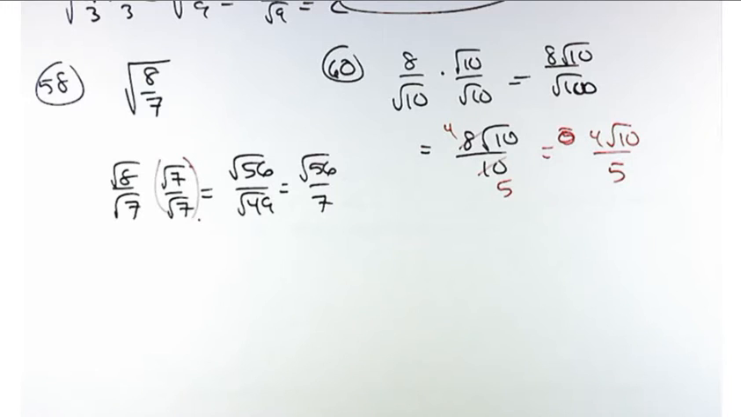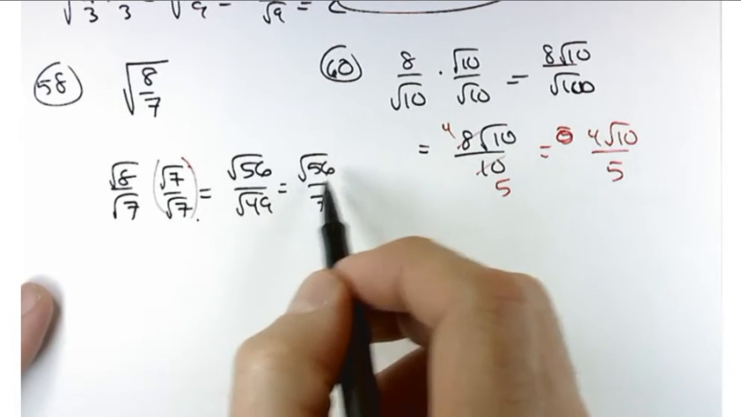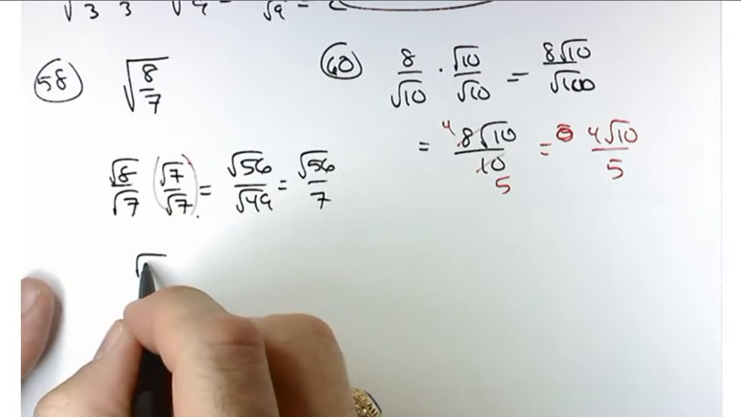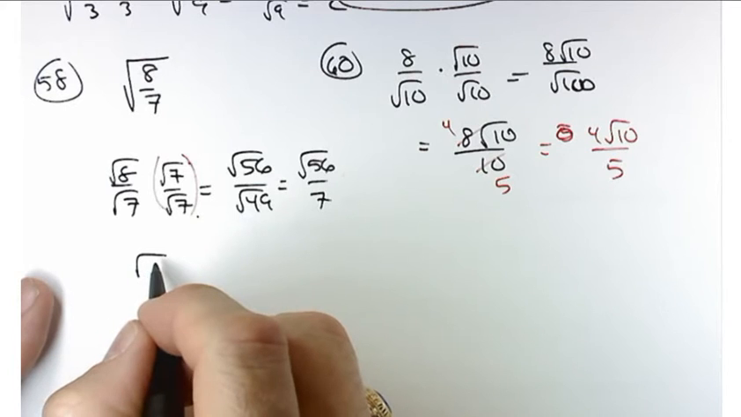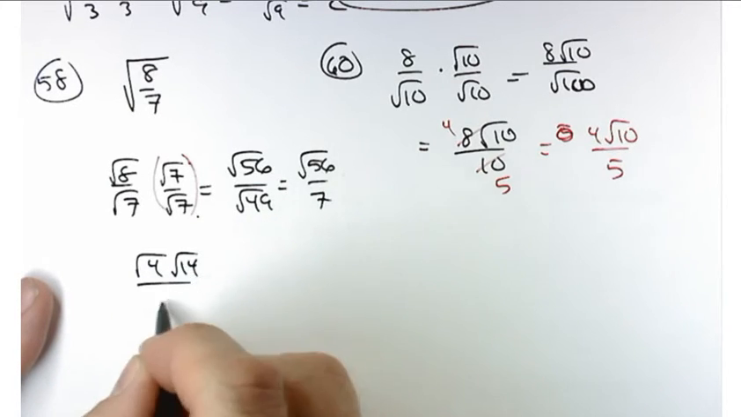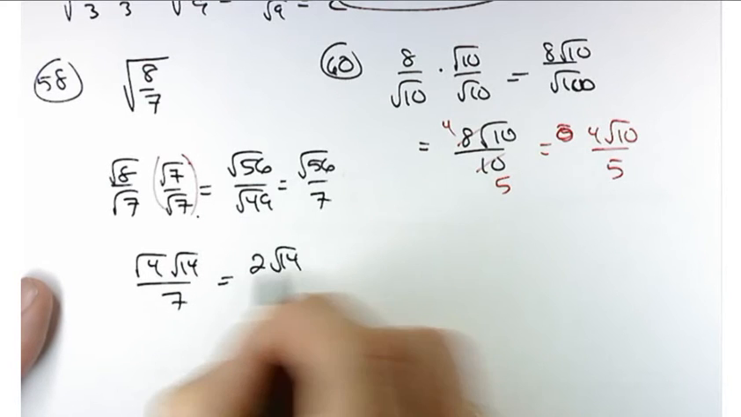Oh, yeah. Very good. We can go a little bit farther here with square root of 56 because 4 divides into 56 evenly. So let's see. That's going to go in what? 14 times? Square root of 4 times square root of 14 over 7. So it's going to be 2 square roots of 14 over 7.